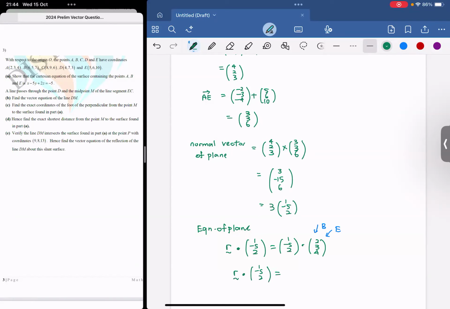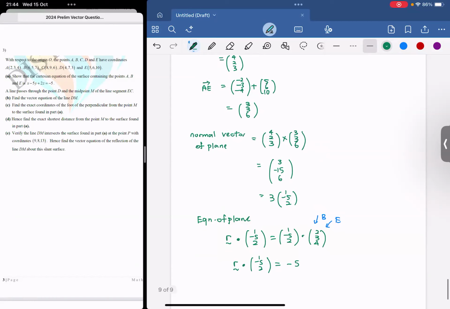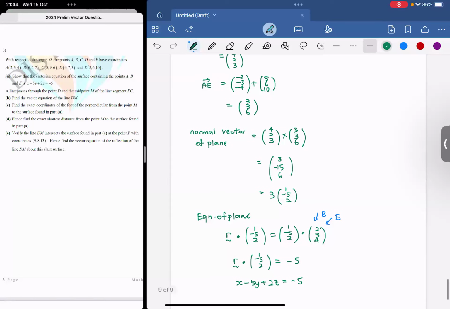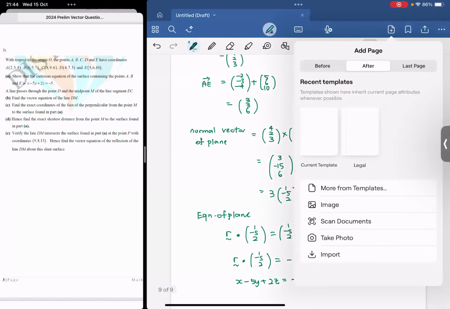Okay, so this is equal to 2 - 13 - 5. They want the Cartesian equation. So x - 5y + 2z = -5. Okay, this is a routine question. You should know how to do.